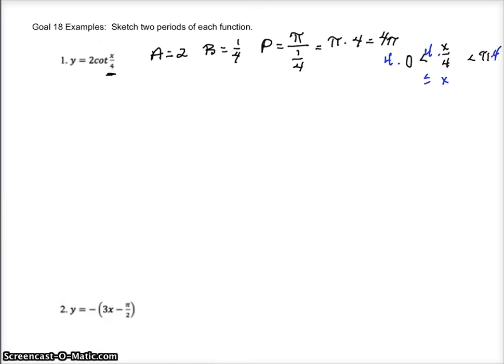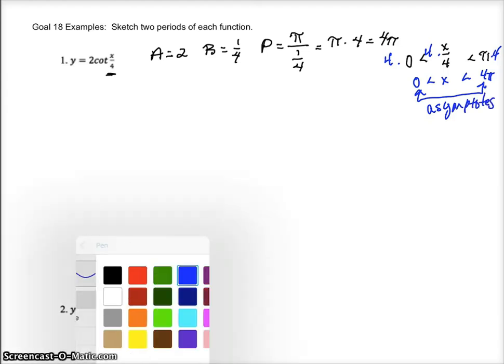We can see that our period is still, or confirms, 4 pi radians, because if we begin at 0, we will end at 4 pi. So these are our asymptotes when we stretch that period. So let's try to sketch this.